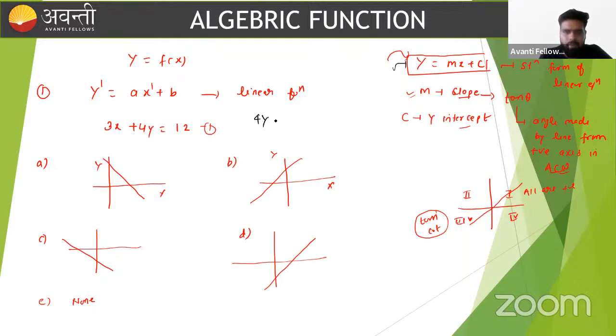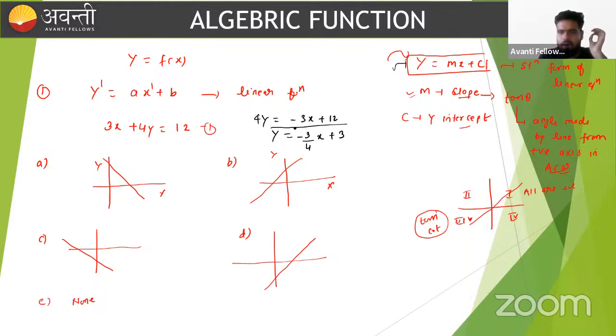So how can we separate? We can write 4y equal to minus 3x plus 12. Correct, beta? And here, in order to separate the y, we have to make the coefficient of y equal to 1. That's why we have to divide by 4 on both sides. So 12 divided by 4 will equal 3. I hope this is clear.